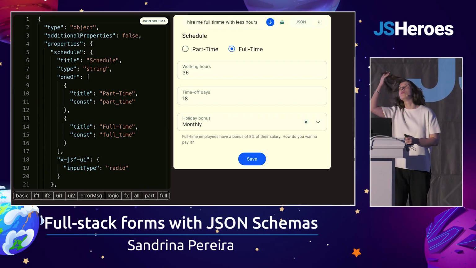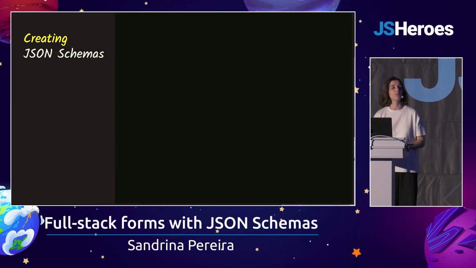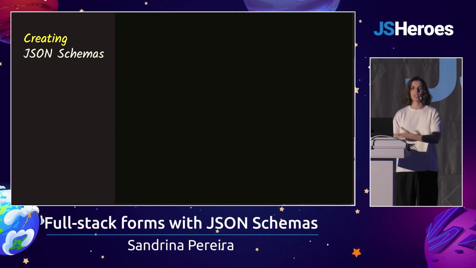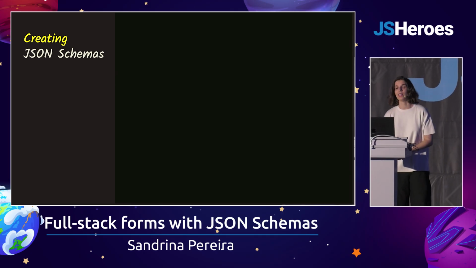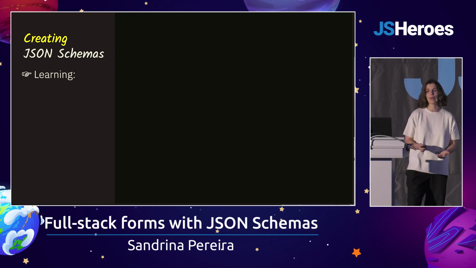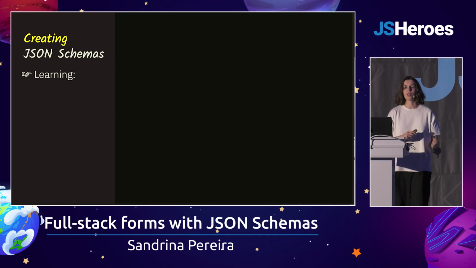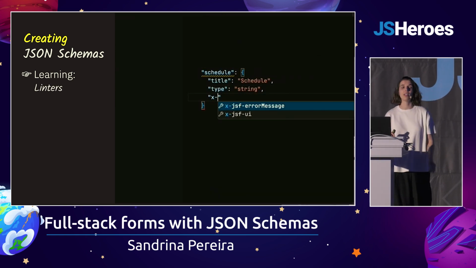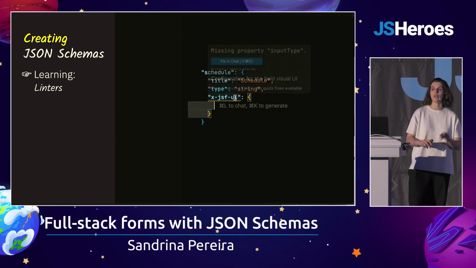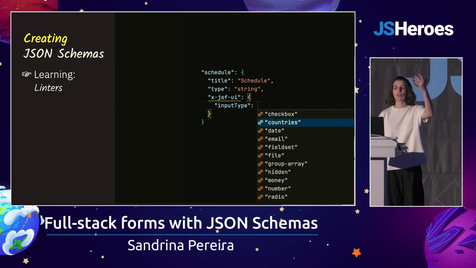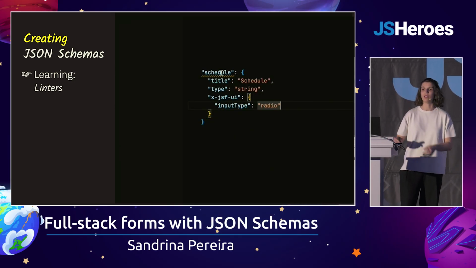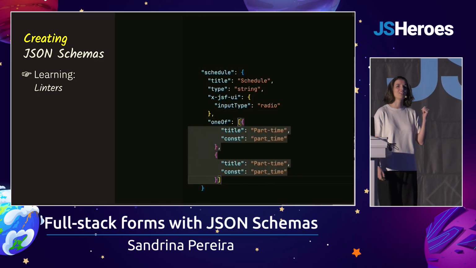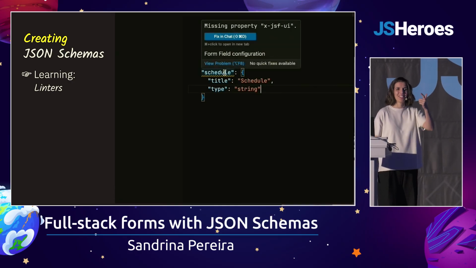Now, the next part, oops, an accident here, it's creating JSON schemas. After all, it's a new, not language, but a new tool, and we had to get everyone learning that. And so the first challenge was learning. So besides documentation, we also created linters. So look at this. While you are typing, it tells you, look, you forgot the XUI, it's mandatory. And by the way, you also need to put the input type, and it gives you autocomplete of all the types that we support. And if it's a radio, it tells you, look, you also need to pass the options as a one-off. You know how we've done this? Can you guess it? JSON schemas.